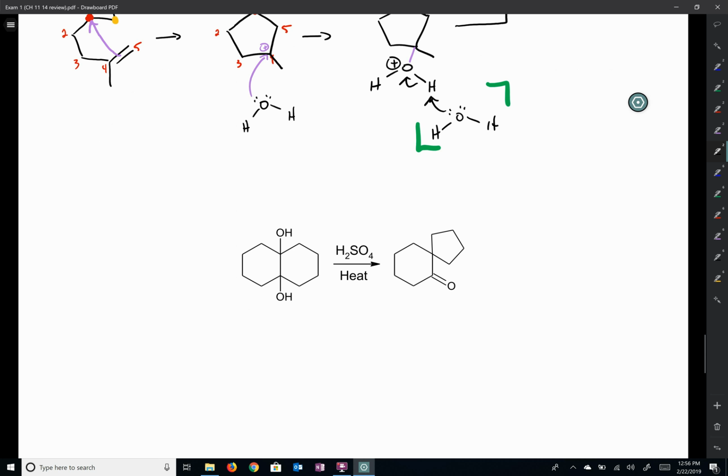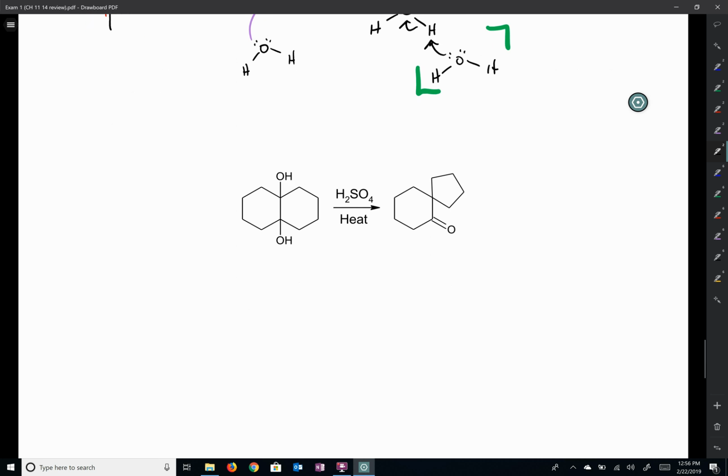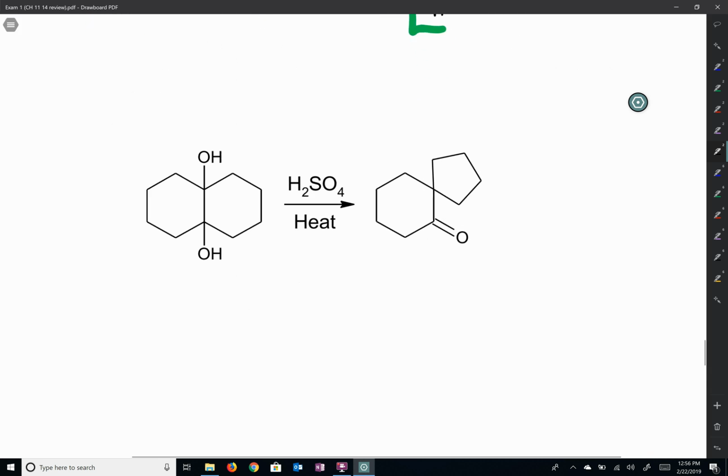Wonderful. Now we've got something that looks a little bit more different. We start out with a vicinal diol under sulfuric acid, and we add some heat to it, and we end up with this weird bicyclic compound here. Well, let's see if we can figure out what's going on here.